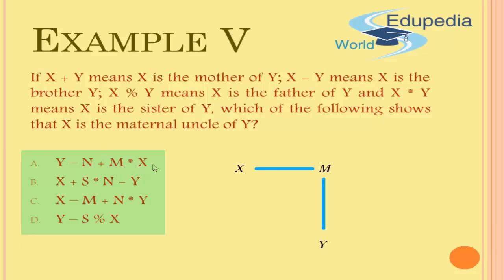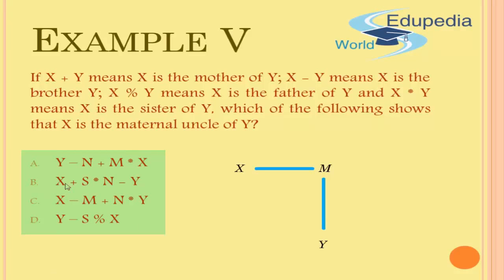And m asterisk x means m is the sister of x. So m and x are in the same generation. Hence x is one generation below y, which is not what I am looking for. I am looking for an option in which x is one generation above y. So option A is wrong. Let's come to option B.